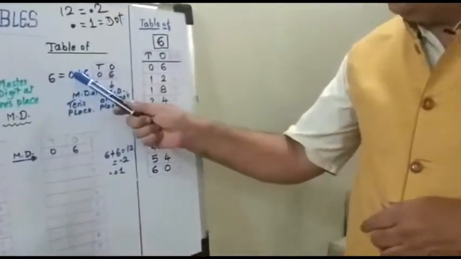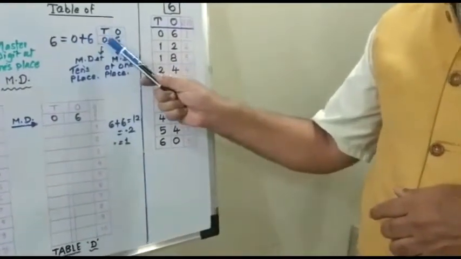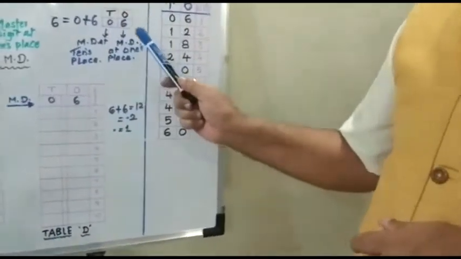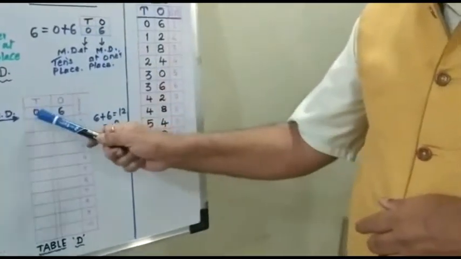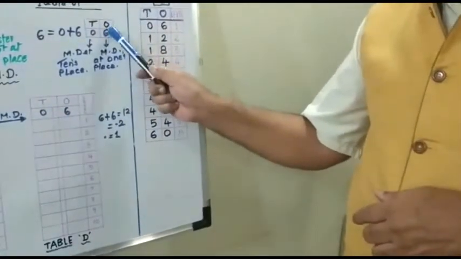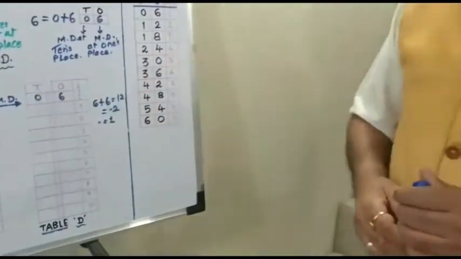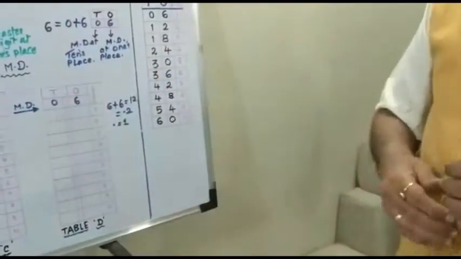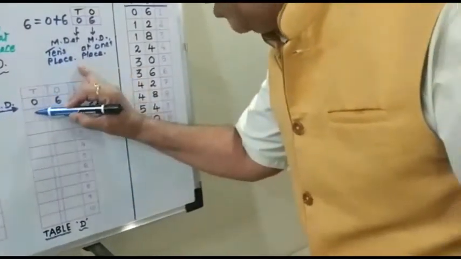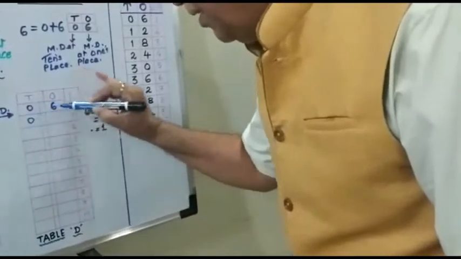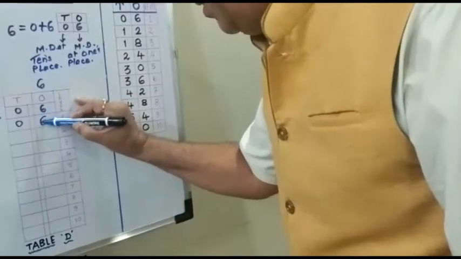6 is equal to 0 tens and 6 ones. So how do we put that? In tens place 0 and in ones place 6. So in our case, the master digit at tens place is 0 and the master digit at ones place is 6. So we'll put these two numbers over here. And now we want to build this particular table. And how to do that? See, we know the two numbers already without starting. 6 ones are 6. That we already know.